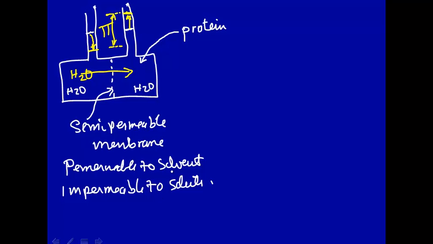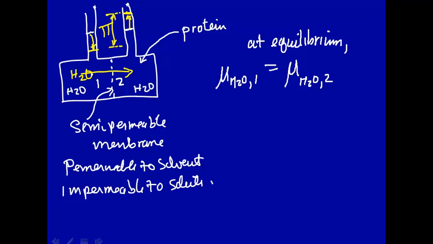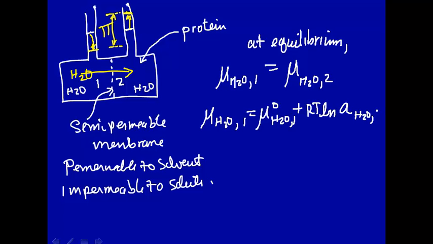Okay, now let's call this, say, compartment 1, and this compartment 2. So at equilibrium, the chemical potential of water in compartment 1 is equal to the chemical potential of water in compartment 2 at equilibrium. So let's look at the chemical potential in compartment 1 over here. The chemical potential of water in compartment 1 is the standard state chemical potential of water plus RT times the natural log of the activity of water in compartment 1.